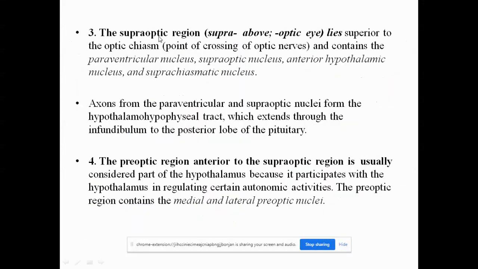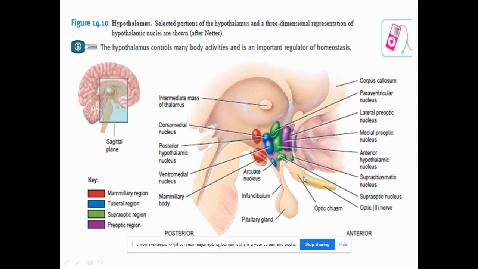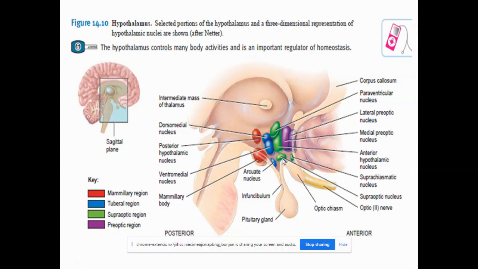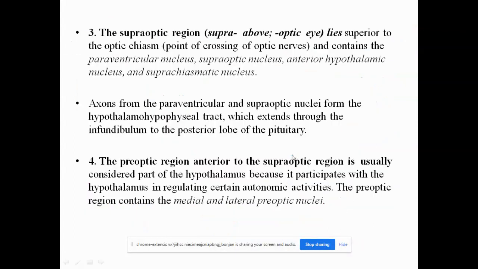The third one is the supraoptic region. Supraoptic means above the eyes. It lies superior to the optic chiasm. Here you can see the optic chiasm. Above the optic chiasm, you have the supraoptic region. So it contains, as you can see, all the green colored ones: paraventricular nucleus, anterior hypothalamic nucleus, supraoptic nucleus, and suprachiasmatic nucleus. So these are the four regions.